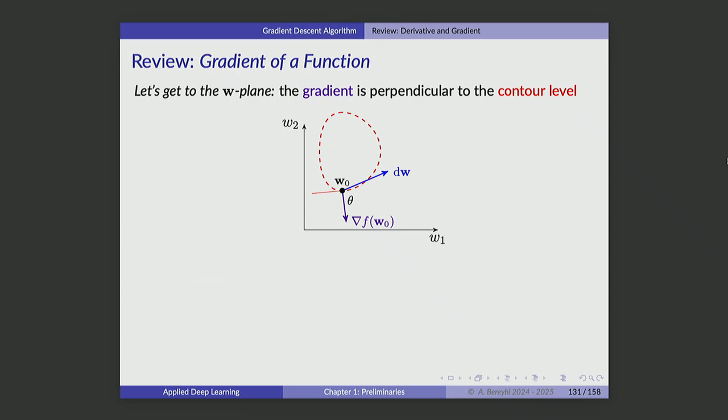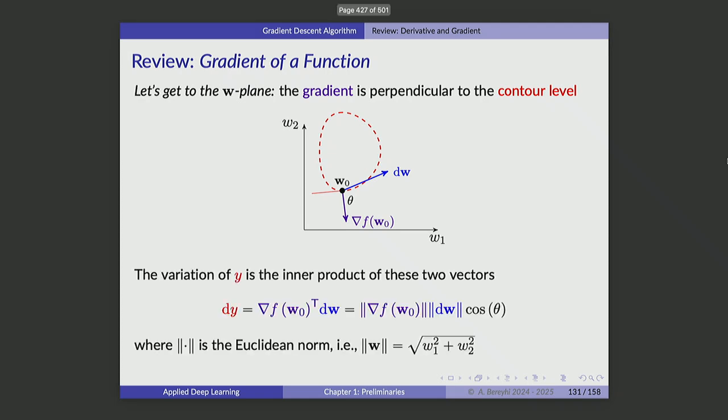So if that is the case, now if I want to know what's going to happen, at this particular point I can move in any direction, right? Say I choose one specific direction, dw, like this. If I want to know how much my function is going to change, what should I do? I can write it down in this form. This is the gradient, and this gradient is multiplied with this direction, dw, as an inner product. This is going to give me the change in the value of my function.